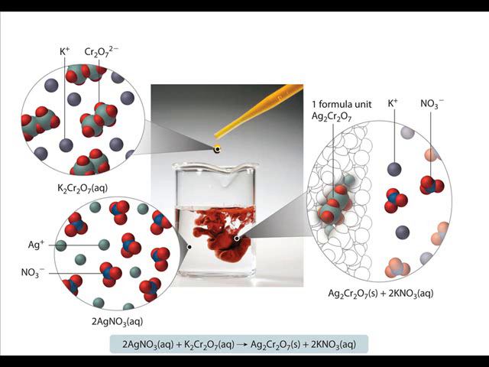Silver nitrate aqueous, potassium dichromate aqueous. Arrow means a reaction happens. You get silver dichromate solid. There's the precipitate. And there you get the potassium nitrate still existing as an aqueous solution.